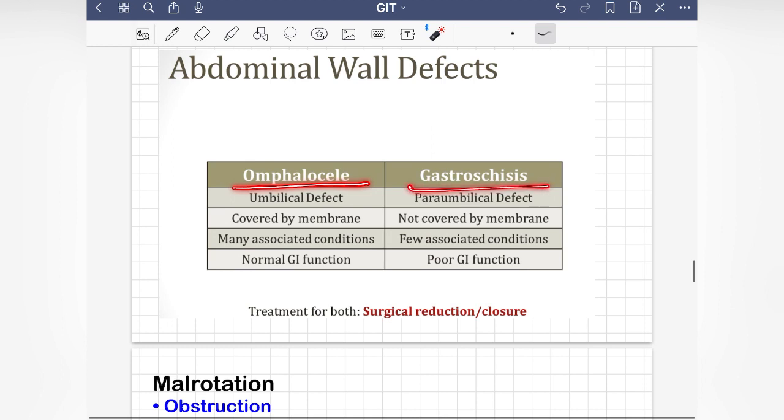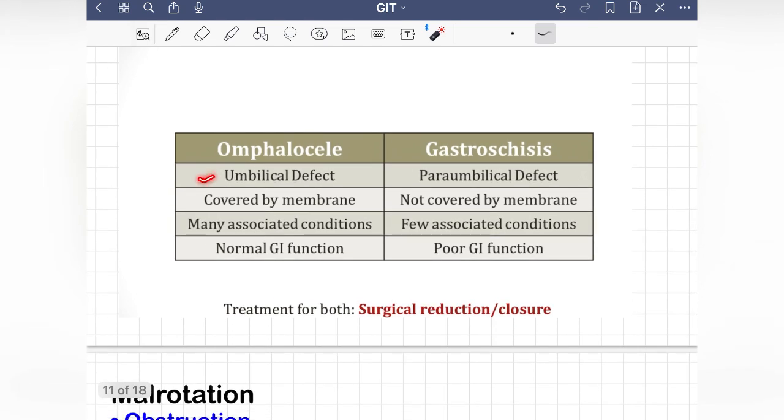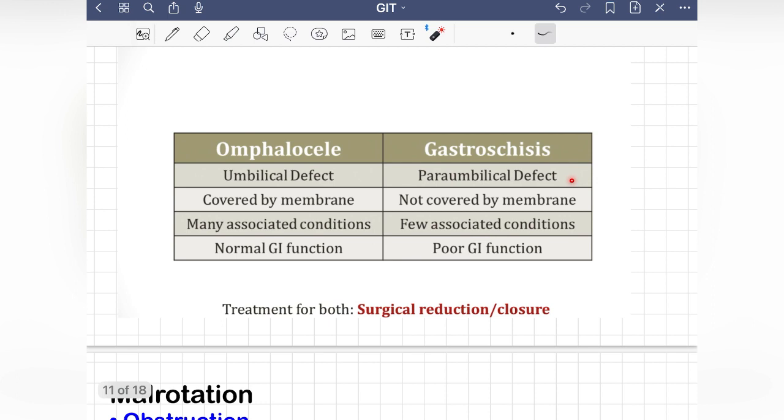So here's a slide comparing the two types of abdominal defects where you find abdominal contents outside of the baby. First one is omphalocele, in which you can see that it is an umbilical defect. The bowel is covered by membranes. There are many associated conditions but usually normal GI function. Gastroschisis, on the other hand, is a para-umbilical defect. The intestines will not be covered by membrane. There are a few associated congenital conditions, but there is often poor GI function even when the defect is resolved. And the treatment for both of these problems is surgical reduction and closure.